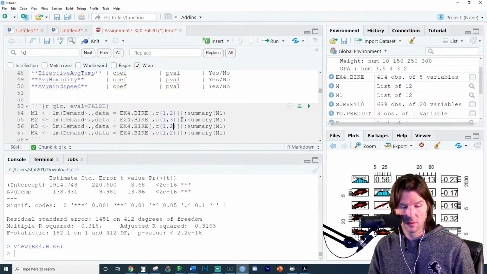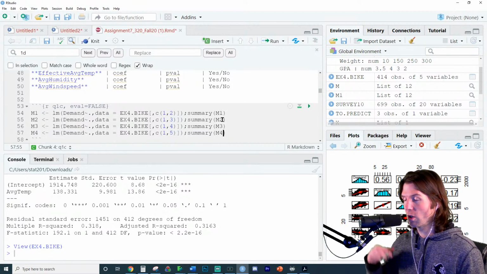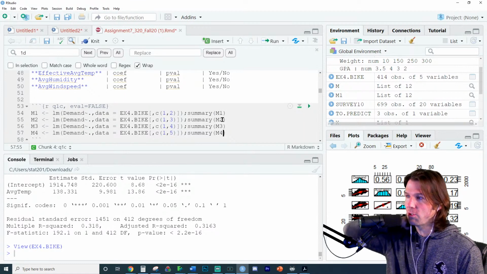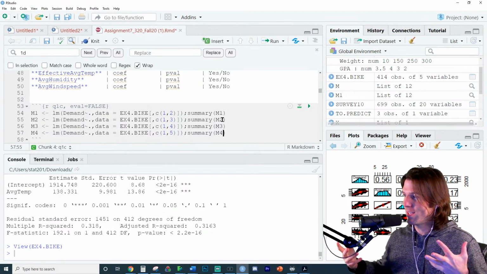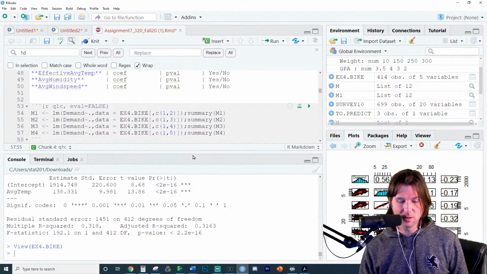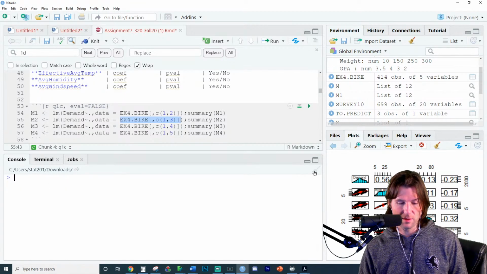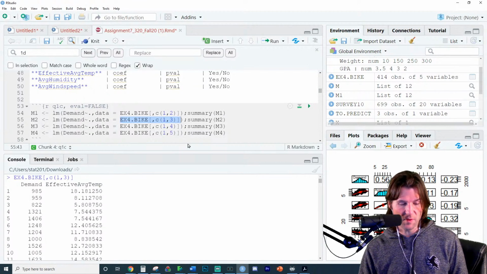Just change this. And now we've done it. By using the positions of the columns, I'm able to easily change what variables I'm using. These are the things we should try to think of when we're doing code, because there's tons of ways to do this. Now I've changed it so it only takes the variables I want. Let's clear the output and run it again. The only variables it's going to take are demand and effective average temp.